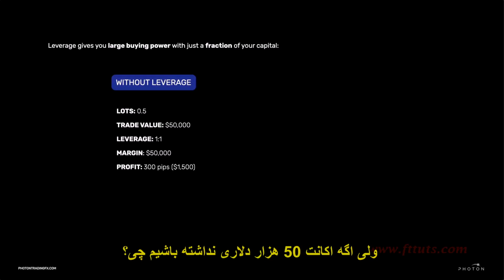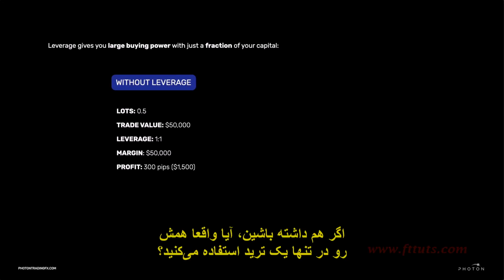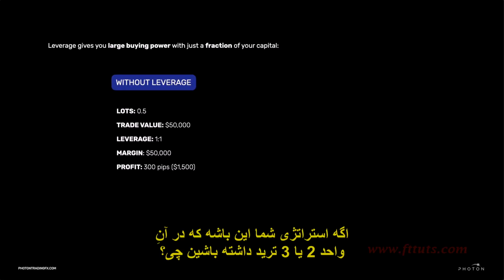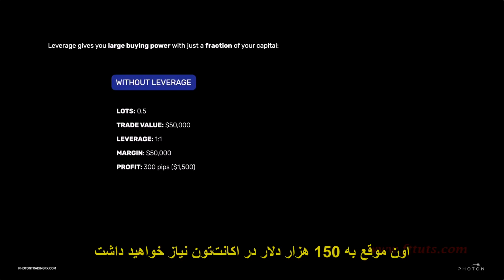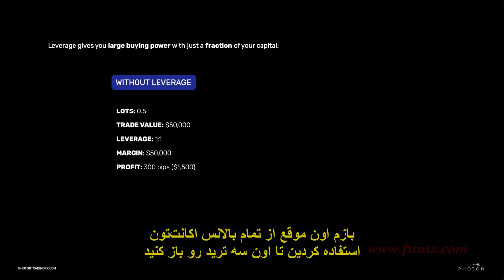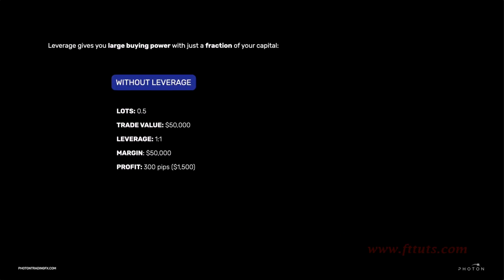But what if you don't have a $50,000 account? And even if you did, would you really want to put up your entire account on just one trade? What if your strategy calls you to take 2 or 3 trades all at the same time? Then you'd need $150,000 in your account. But even then, you'd be using the entirety of your available funds just to place those 3 trades. That is not intelligent trading.